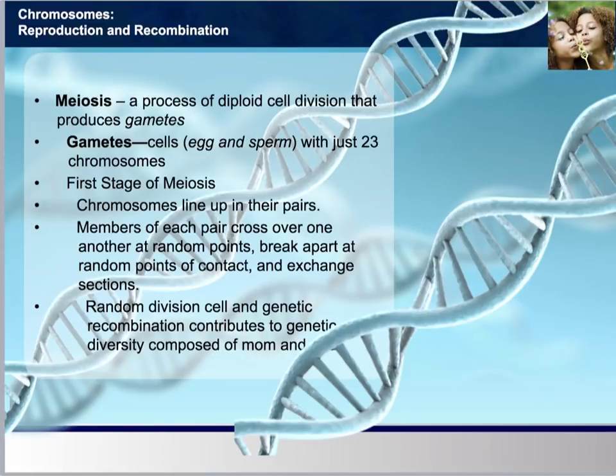The reason why we do not look alike, and why various siblings look so different from each other, can be explained by meiosis. Meiosis is a process of diploid cell division that produces gametes. By diploid, we mean a cell that has 46 chromosomes. As we stated earlier, your heart cells, your skin cells, your liver cells, saliva, they all have the same chromosomes. However, meiosis also produces gametes, which are cells with just 23 chromosomes. Examples of gametes would be egg and sperm.